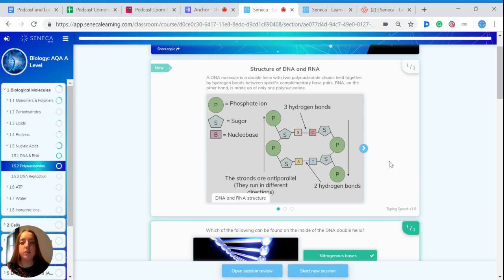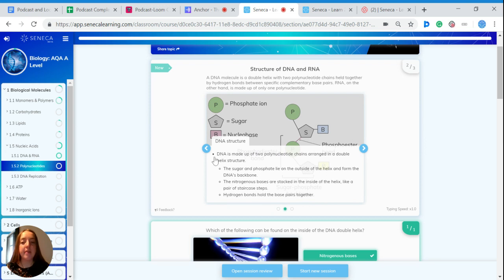So, the structure of DNA: the bases are held together by hydrogen bonds. And there are 3 hydrogen bonds between guanine and cytosine and 2 hydrogen bonds between adenine and thymine. And the 2 polynucleotide chains or strands are anti-parallel, so they run in different directions in DNA.